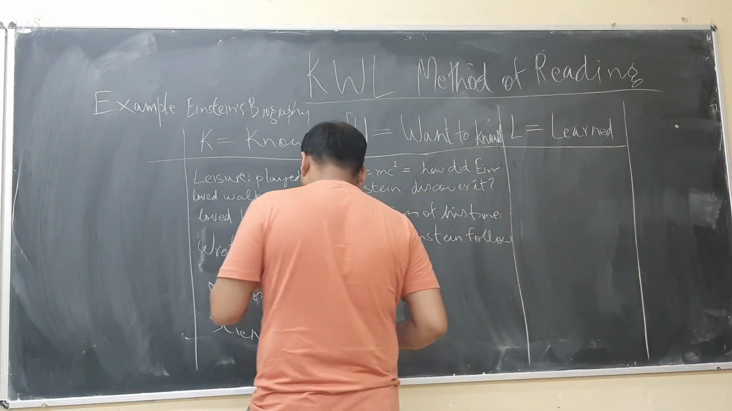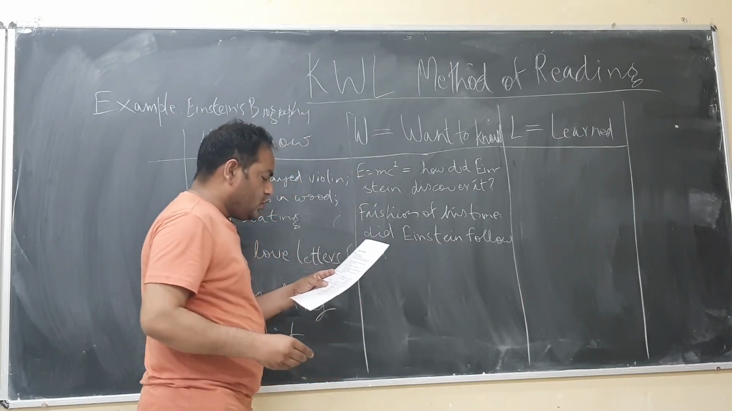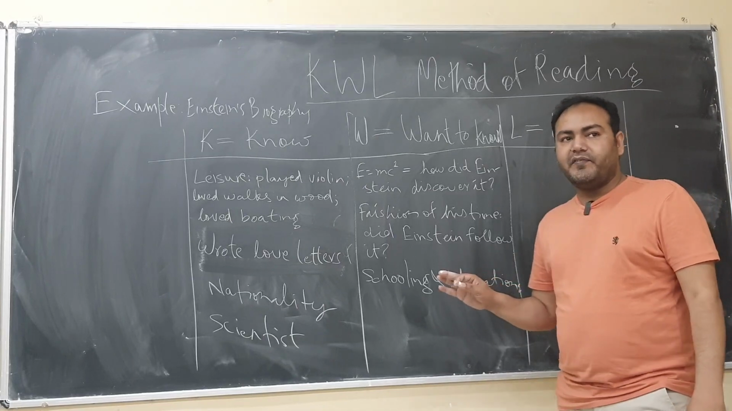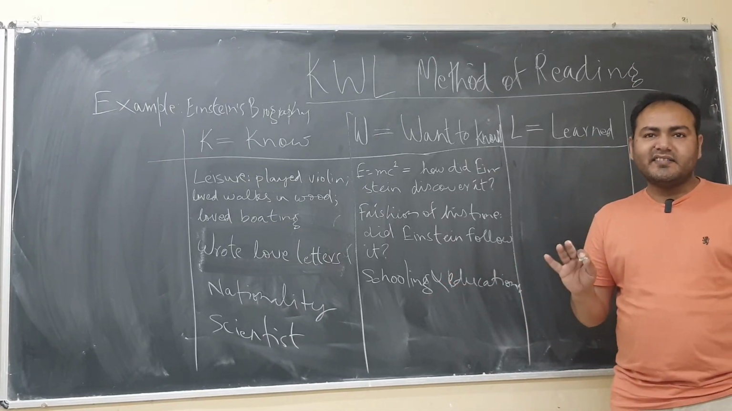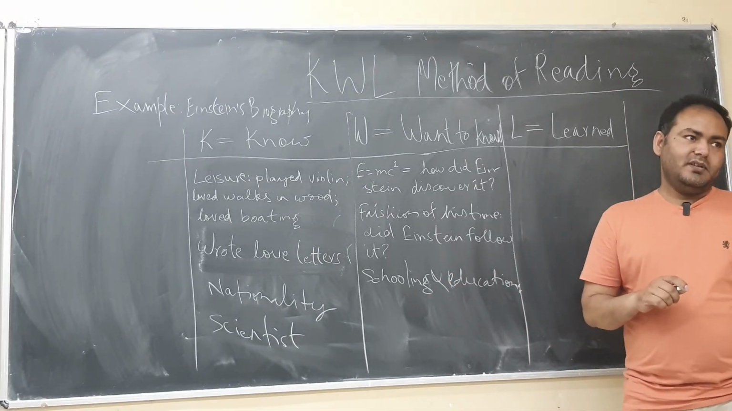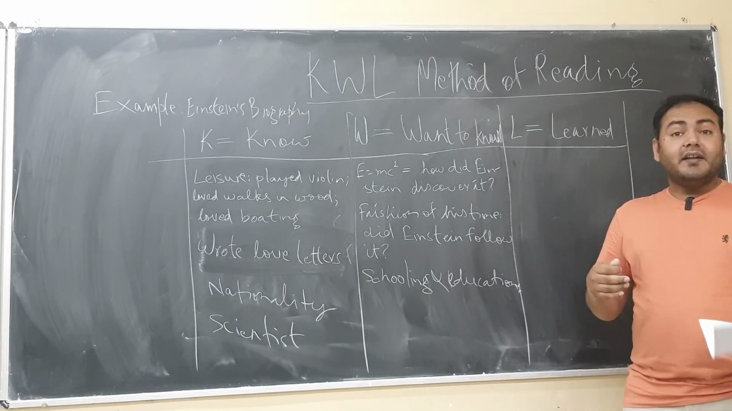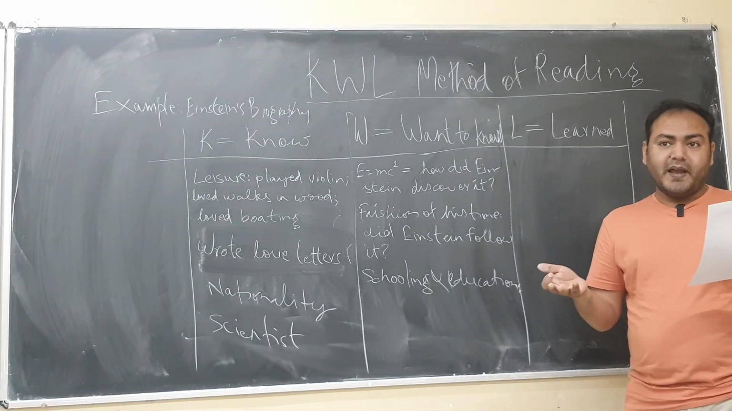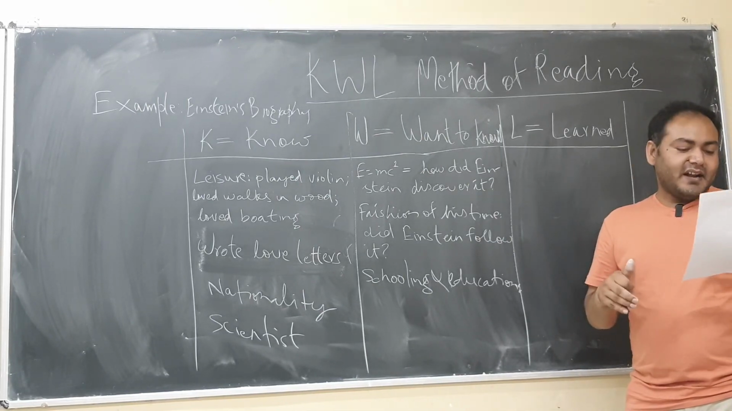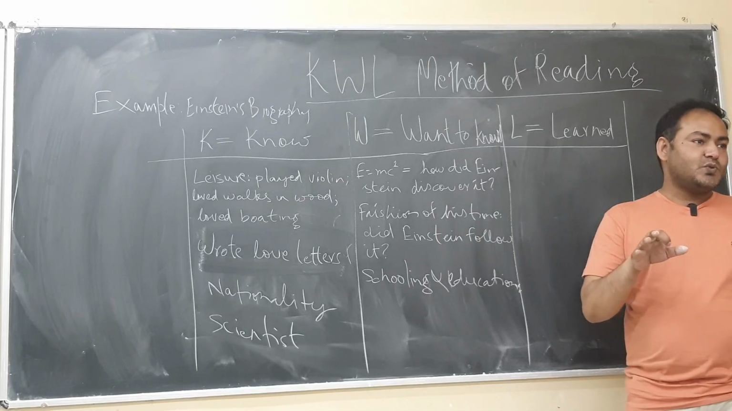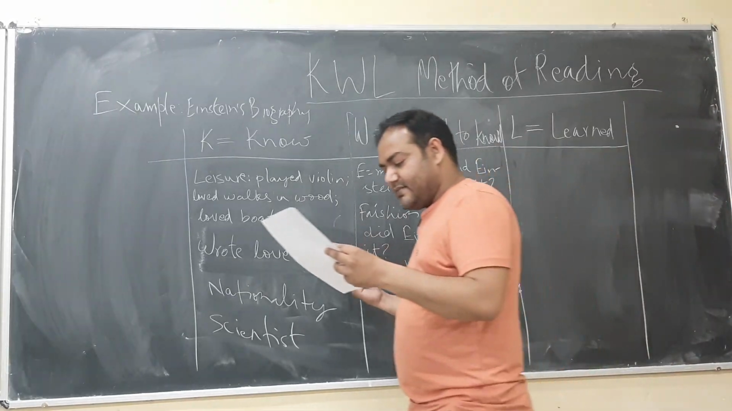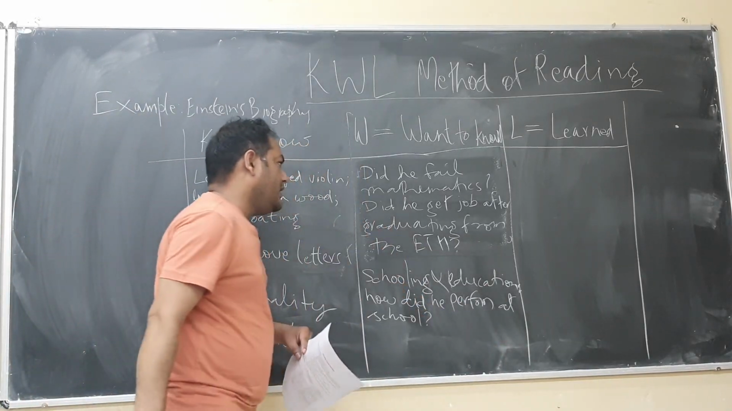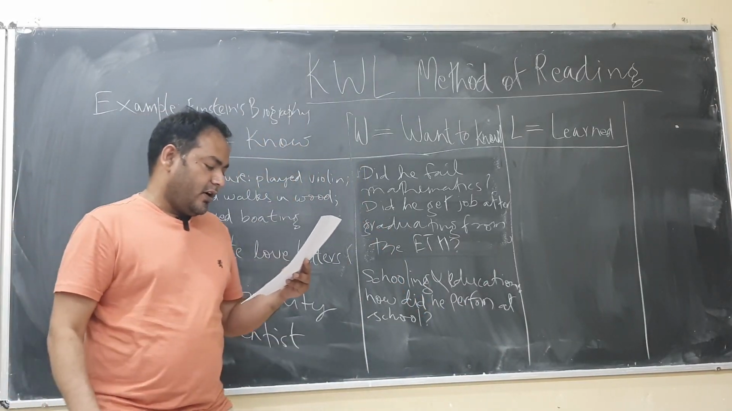Next thing that I want to know about Einstein is schooling and education. I want to know through this autobiography, how did Einstein perform at school? What kind of a student was he? Did he fail in mathematics? I also want to know about his job prospects. Did he get a job right after graduating from ETH? ETH was the school where he was studying. I'll just write it down. How did he perform at school? Did he fail at mathematics? Did he get a job after graduating from the ETH?